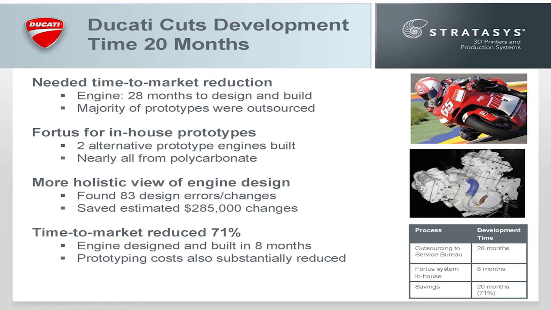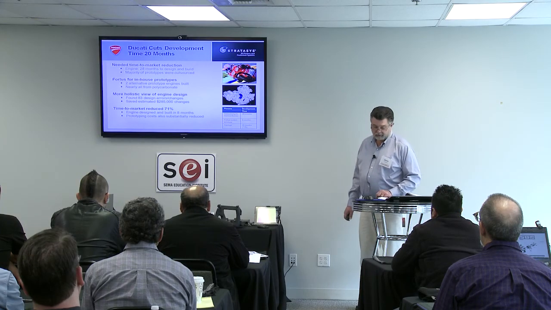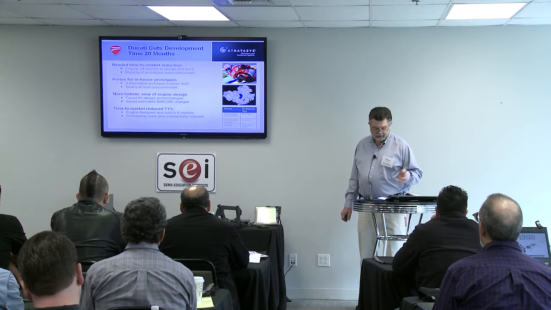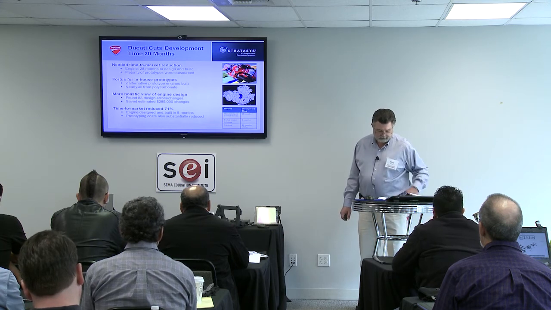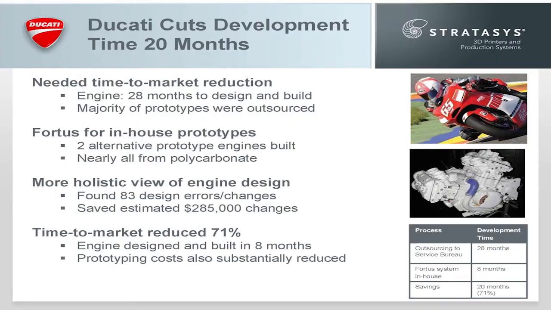Solution. Ducati purchased a Fortus system and built a prototype of a twin-cylinder oval piston engine comprised nearly entirely of FDM parts. The engineers then came up with a concept for a four-cylinder L-shaped engine, and that was also prototyped in FDM. The benefits: the accuracy and durability of the models enabled engineers to physically analyze each component, recognize the design flaws in those engines, and fix them rapidly.